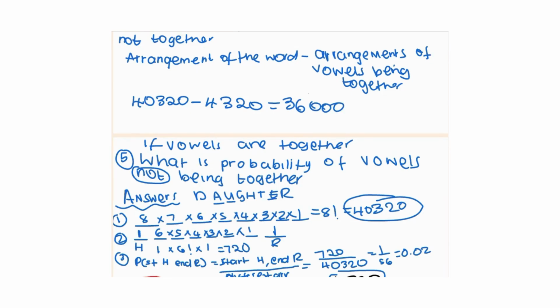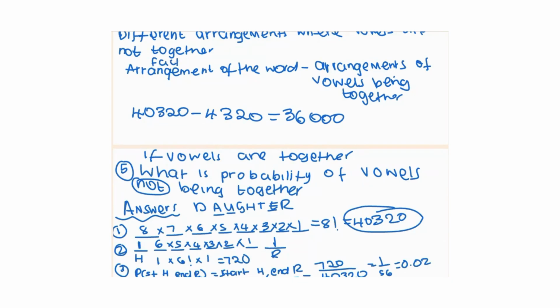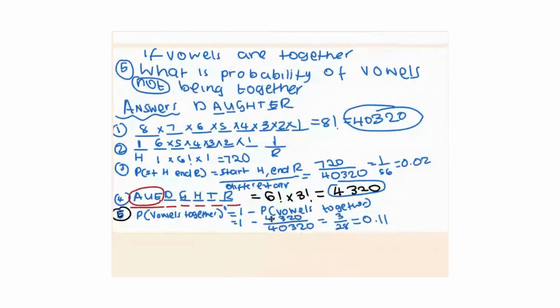So always, if they don't want probability, they just want the arrangement of the vowels not being together, you are going to find the arrangement of the vowels being together. You subtract that from the arrangement of the word, the factorial of the word. Yes, we can also write it as the factorial of n. Okay, and then if they say probabilities, then you do the probabilities, but now you are subtracting from 1.